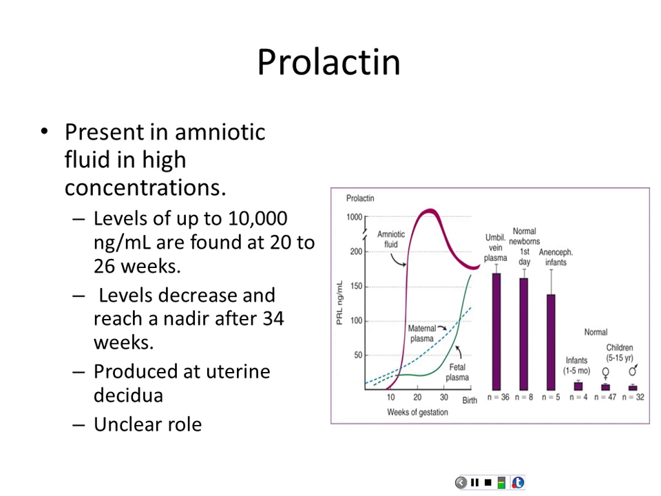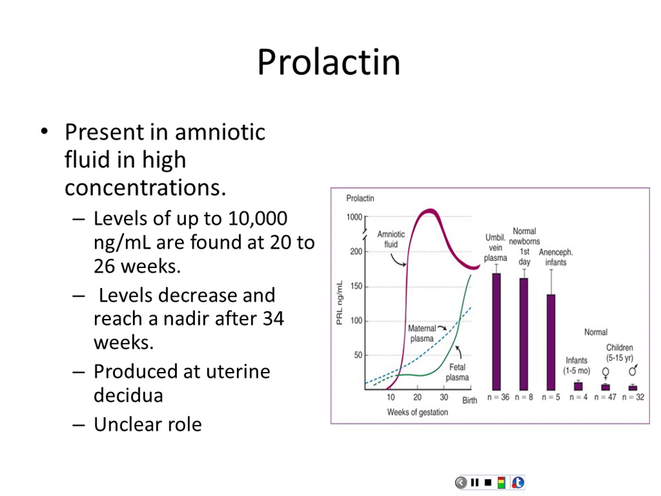It's present in the amniotic fluid in high concentrations. Levels of about 10,000 nanograms per ml are found between 20 to 26 weeks, and the levels decrease and reach a nadir after about 34 weeks. You can see this big peak, and then they start to drop. It's produced at the uterine decidua, and nobody knows why prolactin is produced in the amniotic fluid, especially at such high concentrations.